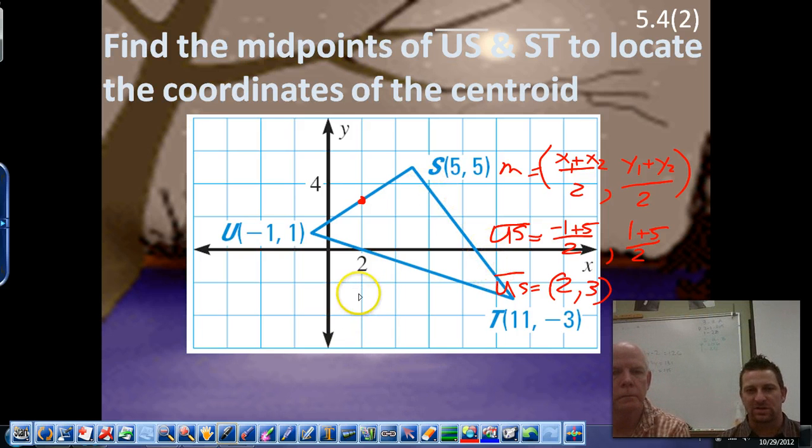So my midpoint for ST will be, 5 plus 11 is 12, divided by 2, wait, comma. 5 plus 11, 16. Oh, my bad.